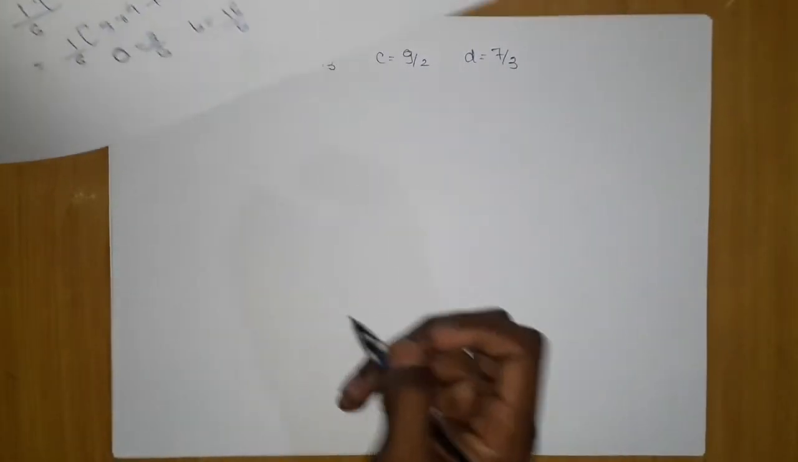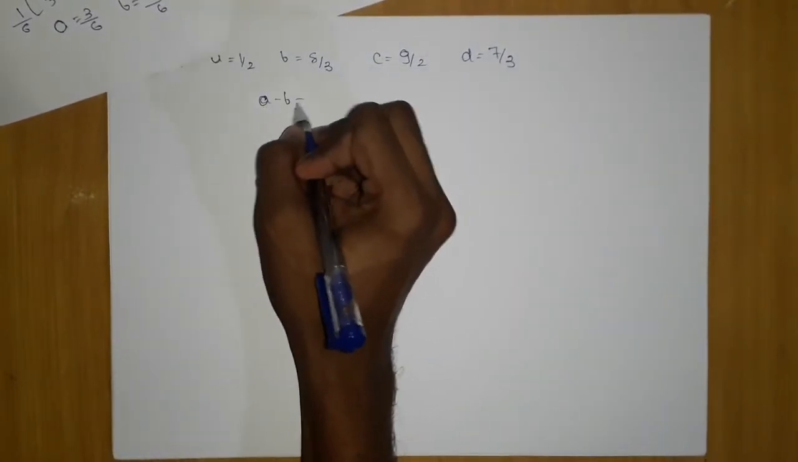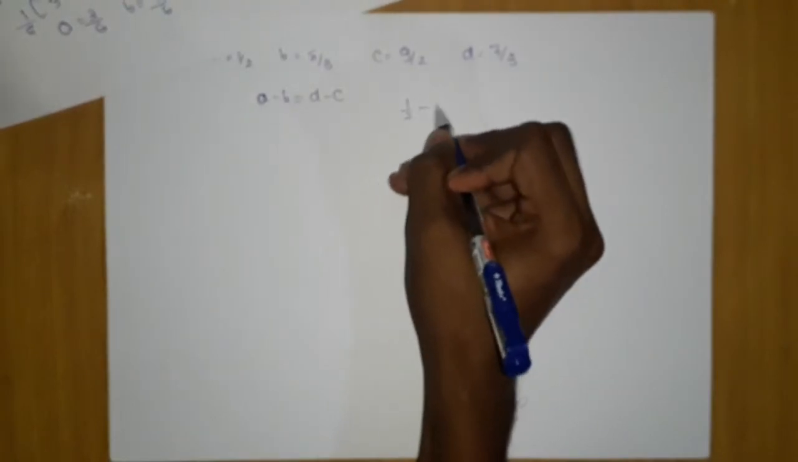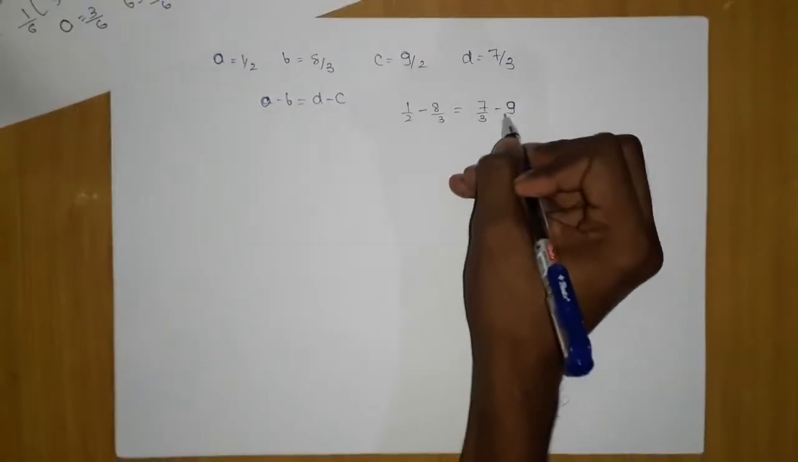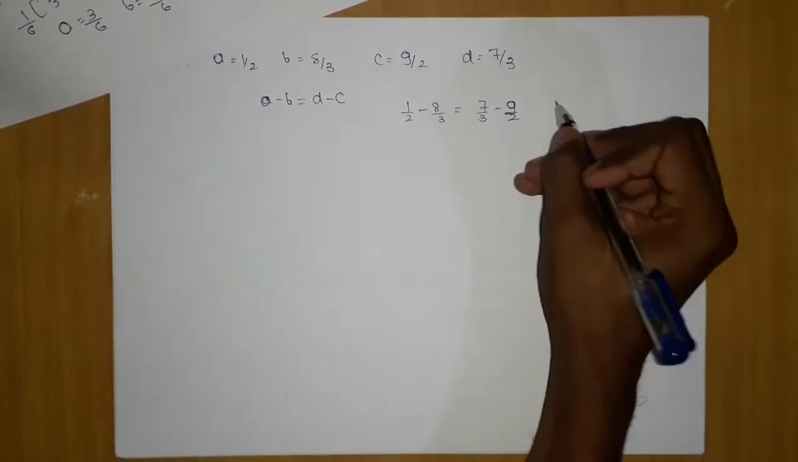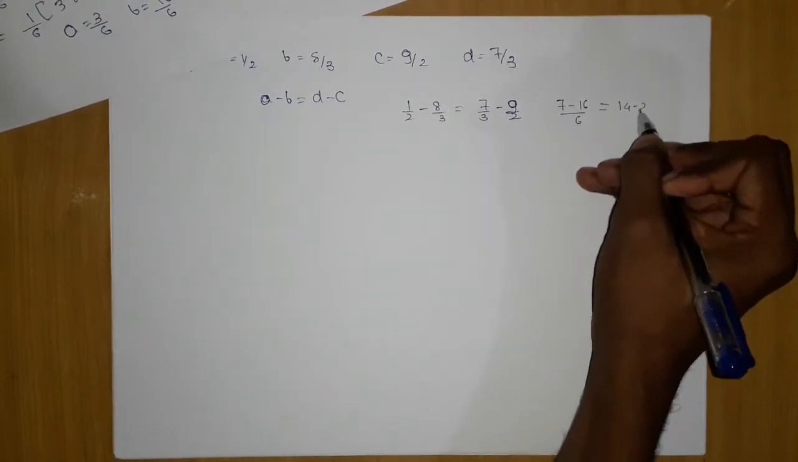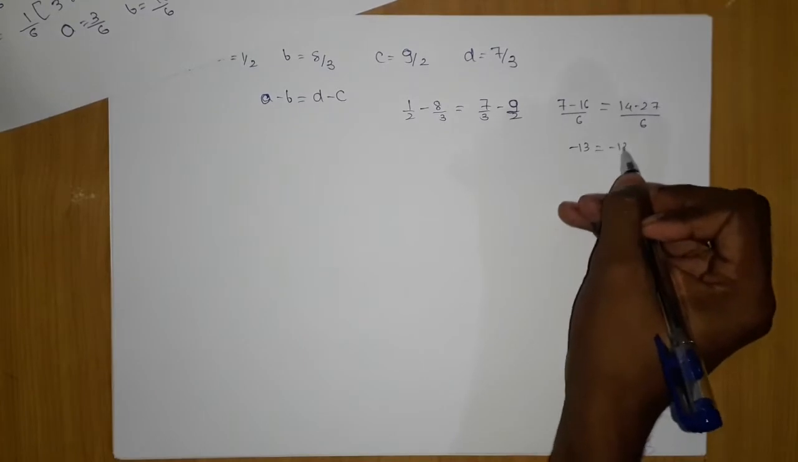Now after this, I have the values, and I have to prove that a minus b is equal to d minus c. How can we prove this? 1 by 2 minus 8 by 3 is equal to... I am substituting the values to prove this. First option. That is the problem in a multiple choice question, you have to check each and every option. 14 minus 27 by 6 will finally give you minus 13 is equal to minus 13. So my first option is verified.